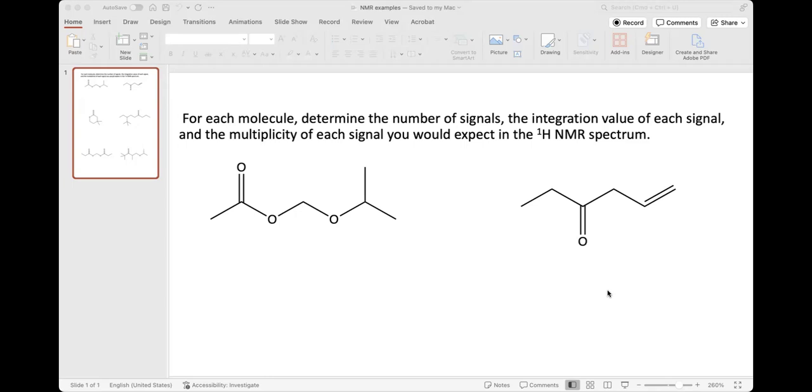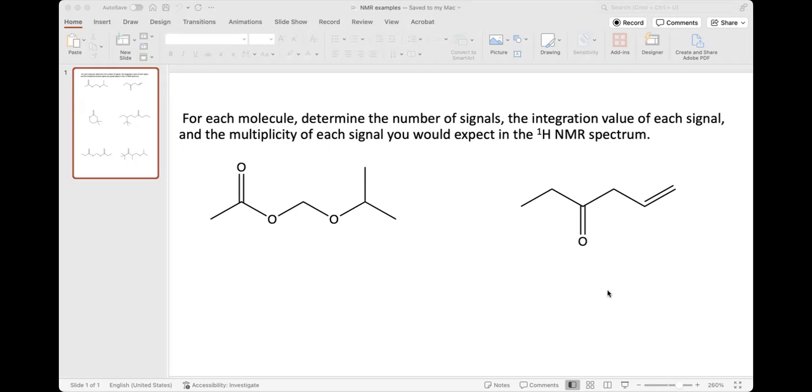Yep, that's right. Pi bonds, exactly. So they could be triple bonds too, but Caitlin's right. Double bonds, triple bonds, pi bonds will cause a greater chemical shift. And the closer the hydrogens are to the pi bonds or the electronegative atoms, the greater the chemical shift. Good. And then what about the one we haven't talked about yet, integration?